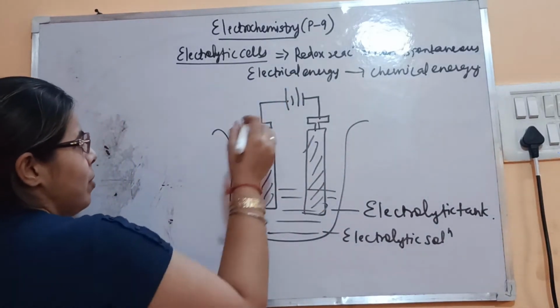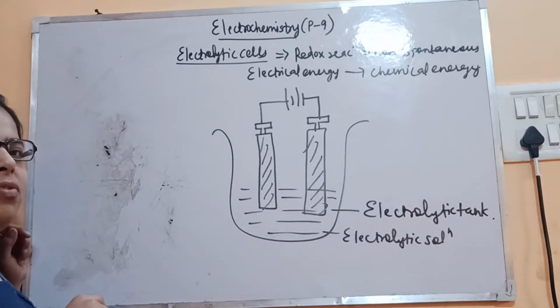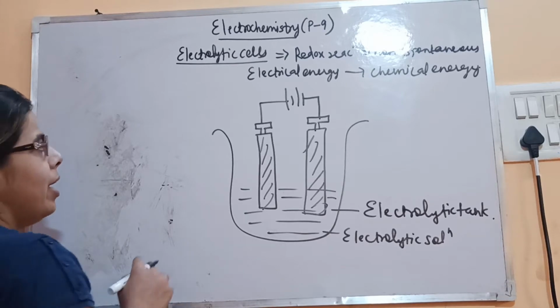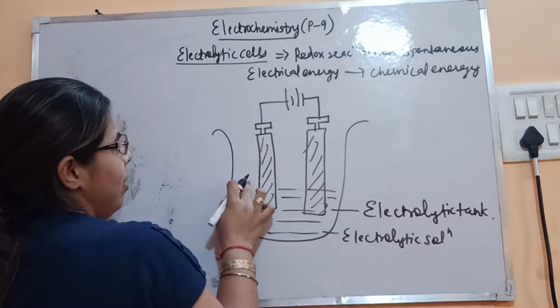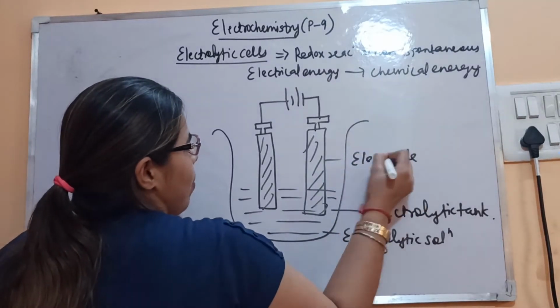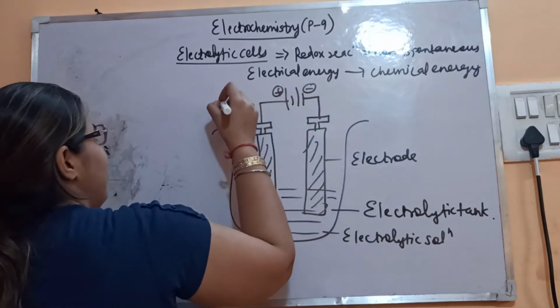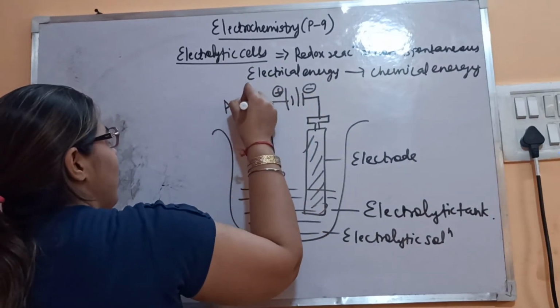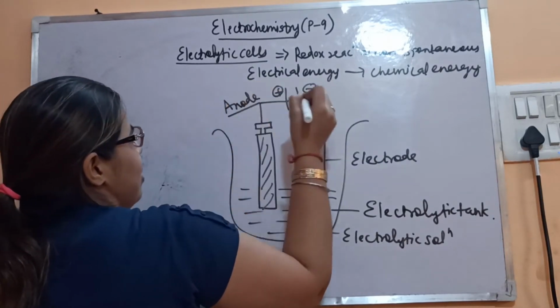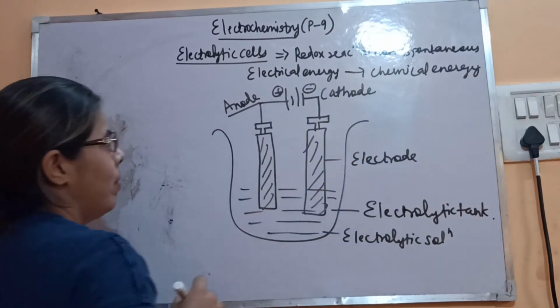to the positive and the negative terminal of the battery. Here we know that the signs are opposite as compared to that of the electrochemical cell, but the processes will remain the same. The electrode which is connected to the positive terminal of the battery is known as anode, and the one connected to the negative terminal of the battery is known as cathode.